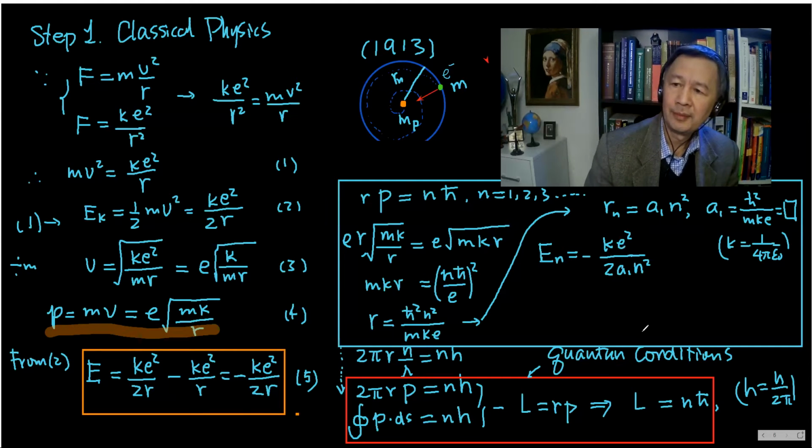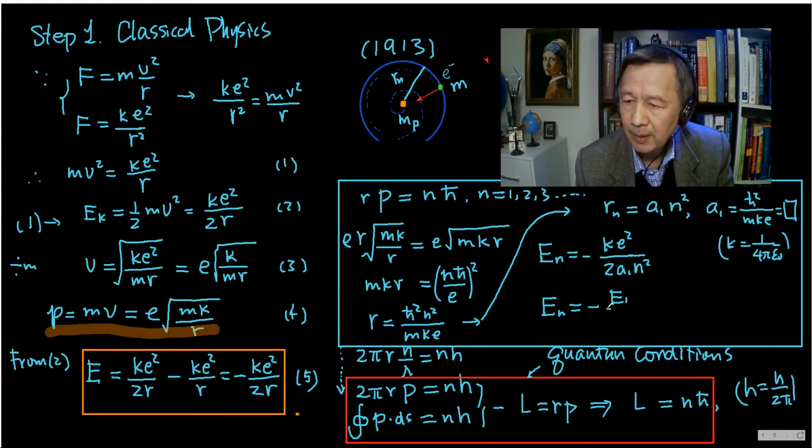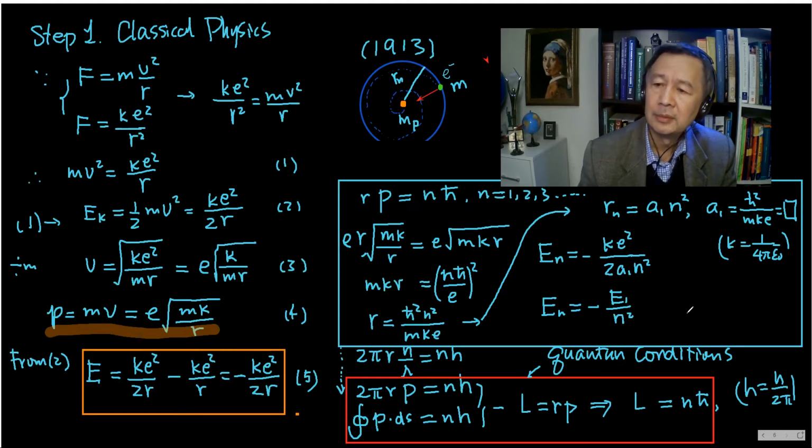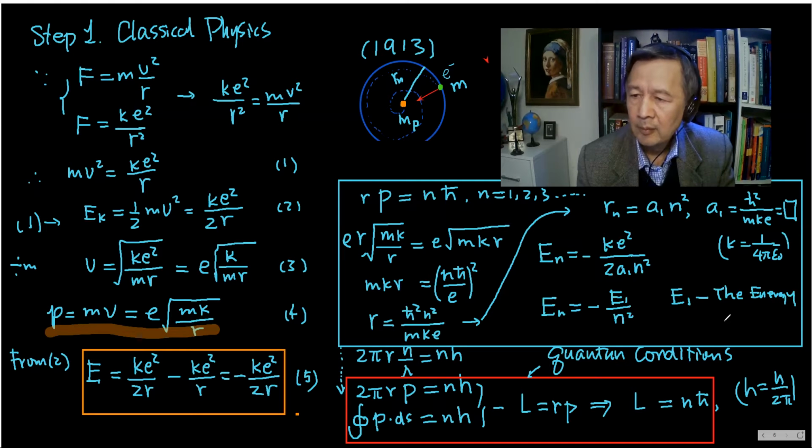Okay. And in addition, we can rewrite this form by introducing another formula, that is E1, as negative E1 divided by n squared. So what is E1? E1 is the energy of the ground state, the lowest energy, the ground state energy.